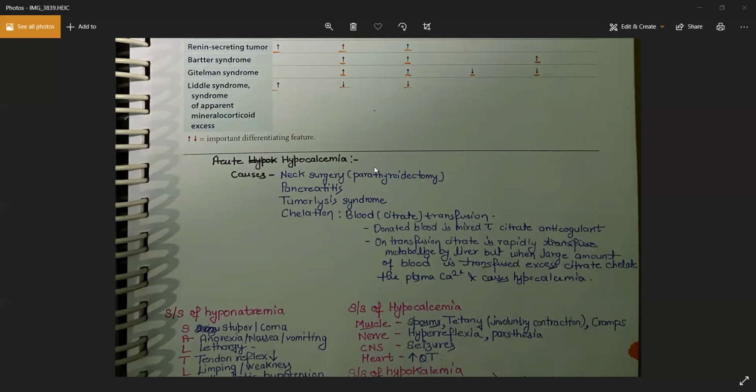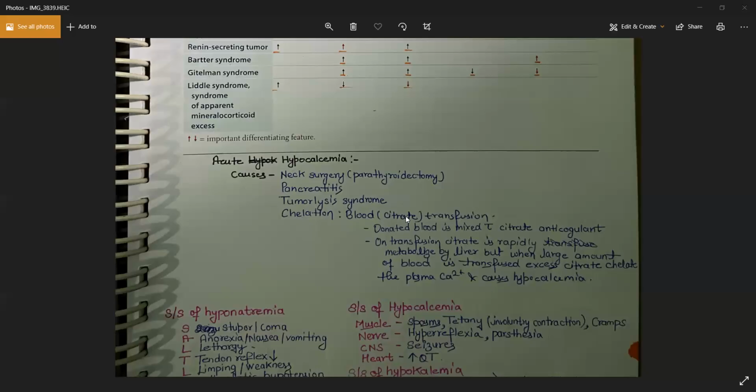Just after surgery, you see that the next day, at the present day, the patient is absolutely normal, but after one day, the patient suddenly develops hypocalcemia. Pancreatitis, because all of this fat will get saponified with the calcium, right? The saponification reaction. You will get an acute hypocalcemia after the pancreatitis. Tumor lysis syndrome, all of the phosphate combines with the calcium, you will get an acute hypocalcemia. One day you give the drug and the next day the patient develops hypocalcemia.